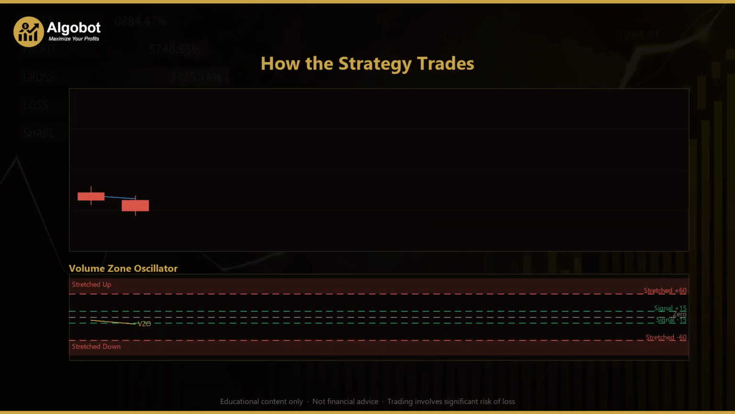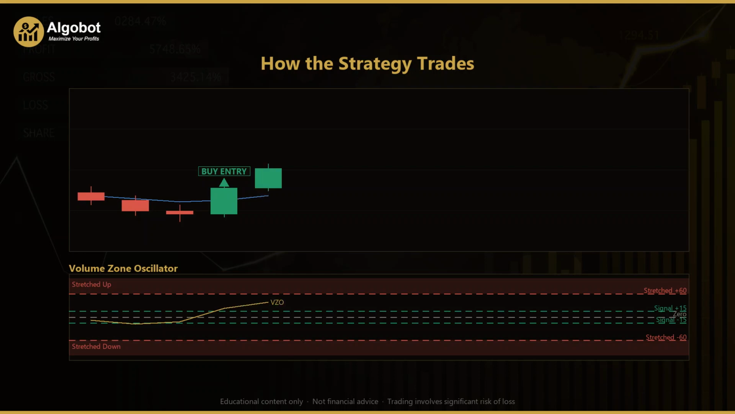Let's bring this to life on the chart. Below the candles, you can see the volume zone oscillator plotted in its own panel, with the signal bands marked at plus 15 and minus 15, and the stretch zones marked at plus 60 and minus 60. The smooth line running through the candles is the moving average trend baseline.